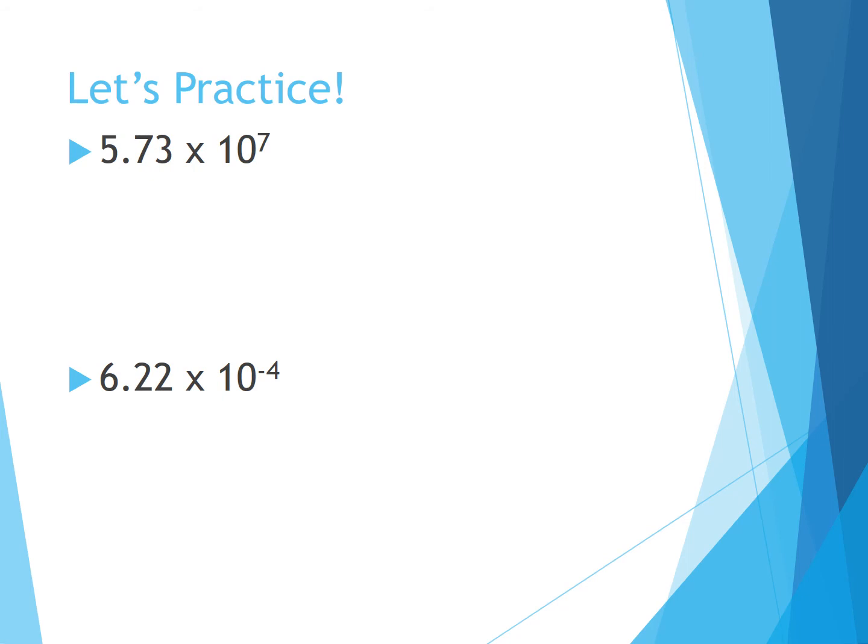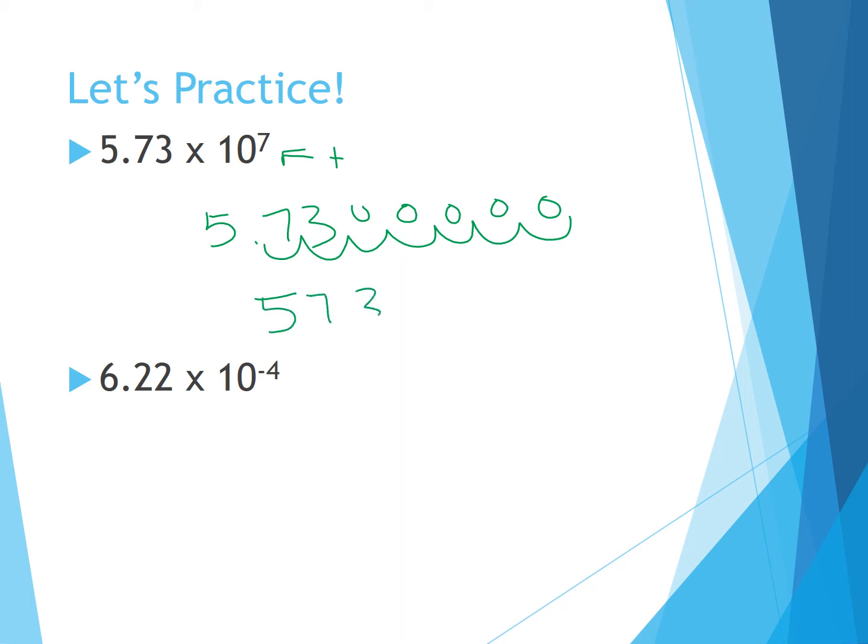Let's practice that one more time. Here I have a positive, so I'm going to move it towards the right. So I have 5.73. Do that 1, 2, 3, 4, 5, 6, 7. Fill in the zeros. And then it's 5, 7, 3, 1, 2, 3, 4, 5 zeros. Put in our commas. There's our answer.